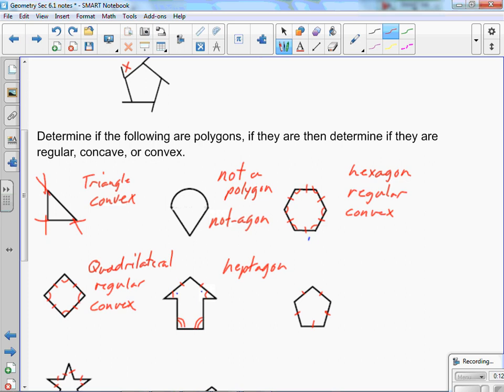And then it's got a couple of things marked congruent, but everything is not marked congruent. All the sides aren't marked congruent. So it's not regular, but is it concave or convex? So this one would be concave. Where if I extended the sides on the inside there, they would go on into the inside.